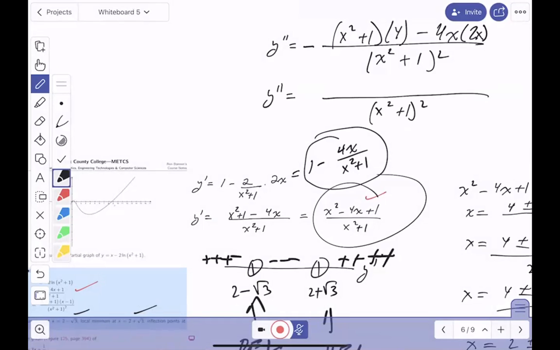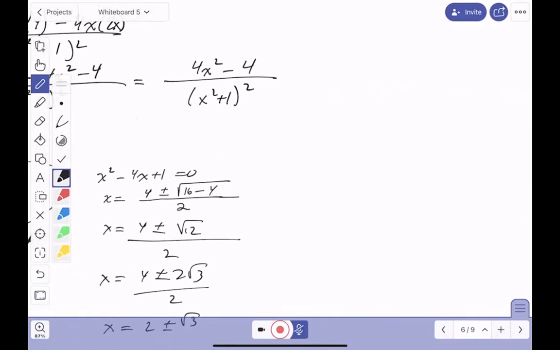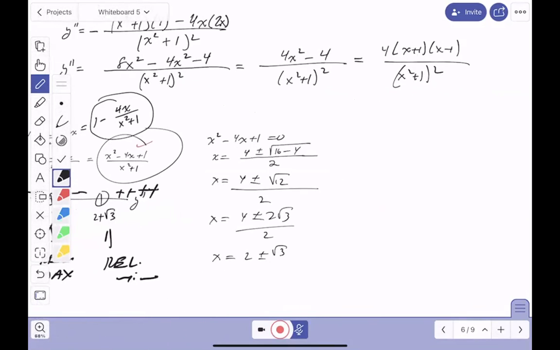Let's see. That's going to be minus 8x squared. So it's 8x squared. And then it's going to be minus 4x squared. And then it's going to be minus 4. Well, I got to keep doing that, right? So what do you get over here? You're going to get 4x squared minus 4 over x squared plus 1 squared. I'm going to factor that out, by the way. So it's 4 times x squared minus 1, which is x plus 1, x minus 1, over x squared plus 1 squared.